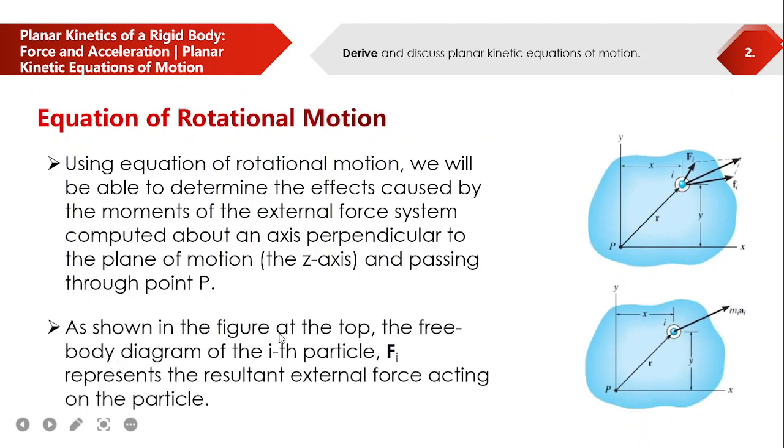As shown in the figure at the top, in the free body diagram of the ith particle, F sub i represents the resultant external force acting on the particle.